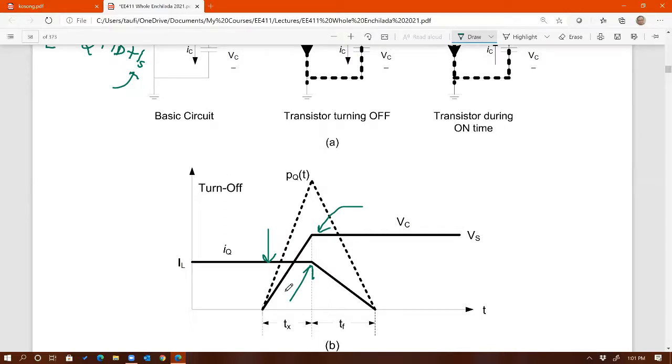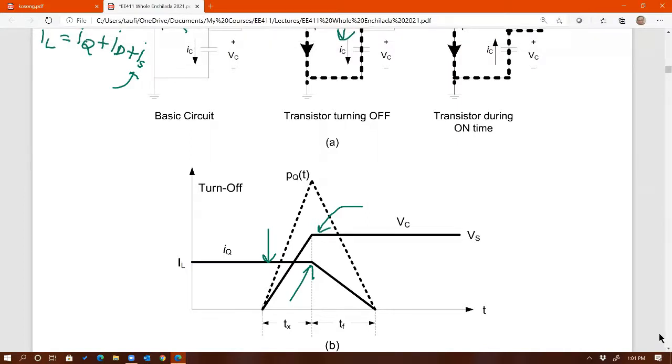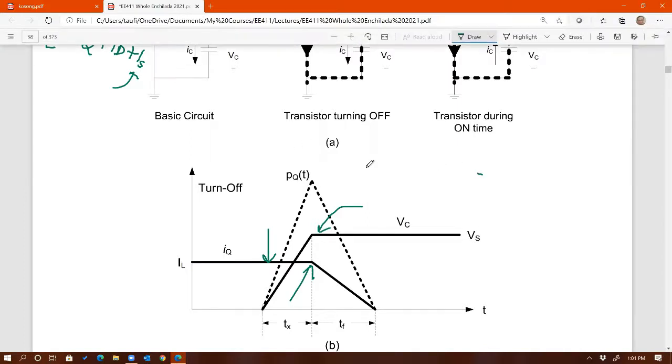And if you do instantaneous power, V times I, you're going to end up with a PQ instantaneous power waveform that is a triangle, from which it's easy to find the area, the switching loss. That's what happens before snubber. After snubber, remember what we want to do? We want to avoid having this peak, and we want to minimize the overlap.